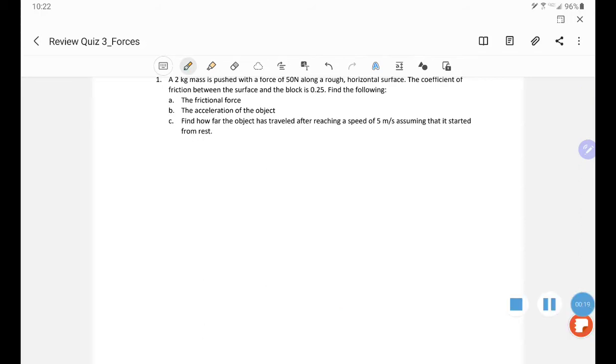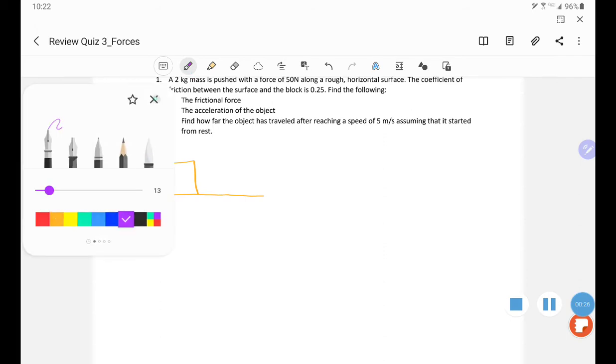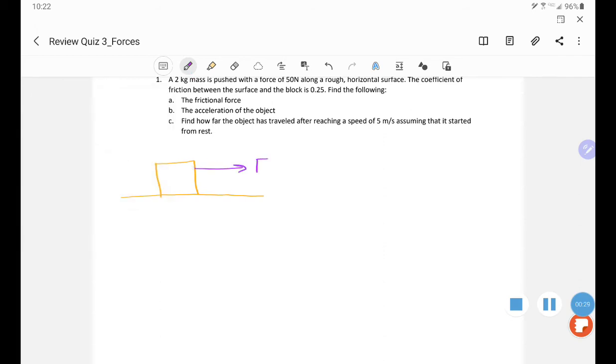In order to do that, the first thing I'm going to do is draw a free body diagram. So the forces that act on my object are applied force, which is 50 newtons. We have friction. We have gravity. The mass of the object is 2 kilograms, so 2 times 9.8, that makes gravity 19.6 newtons. And we have normal force.